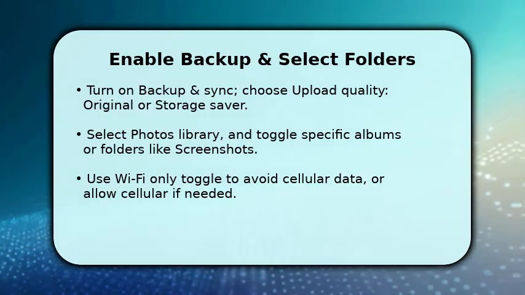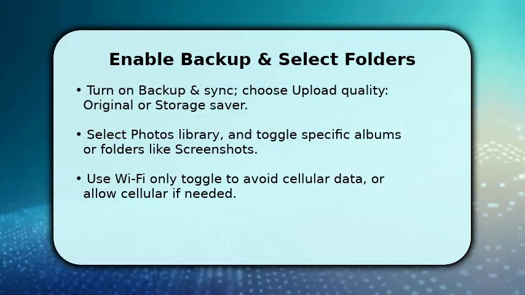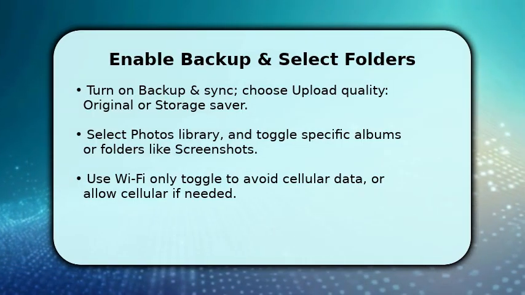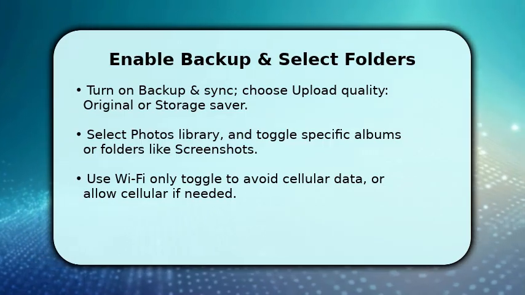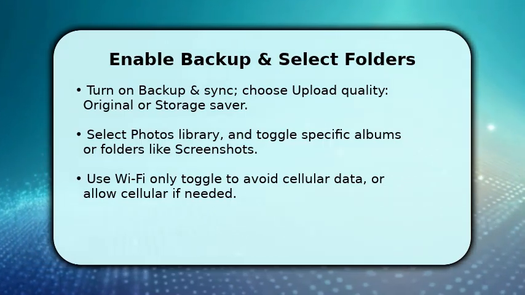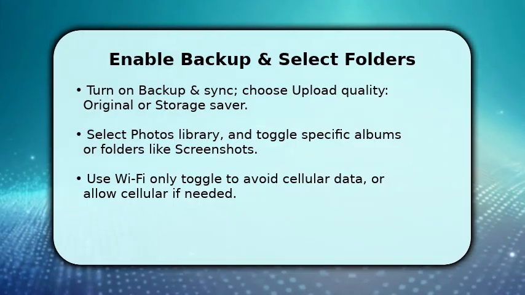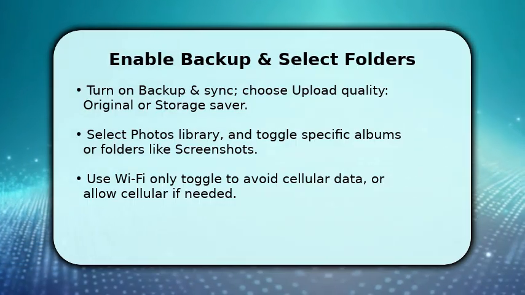After that, tap backup device folders to include albums such as screenshots or WhatsApp images. Toggle each folder you want uploaded. Make sure to set use cellular data for backups only if you accept data usage. Otherwise, keep Wi-Fi only. This ensures the right images start uploading.